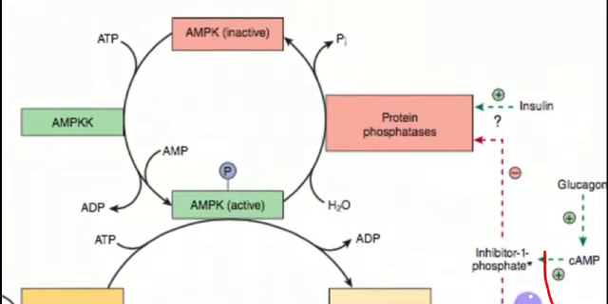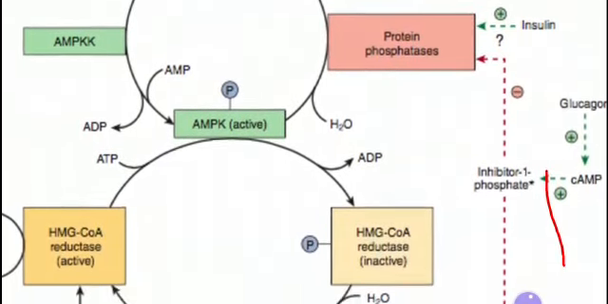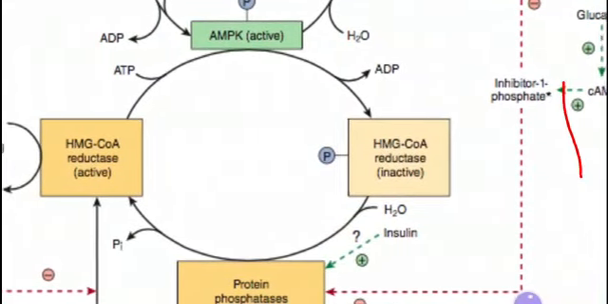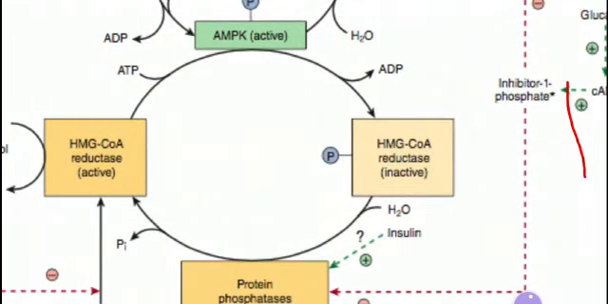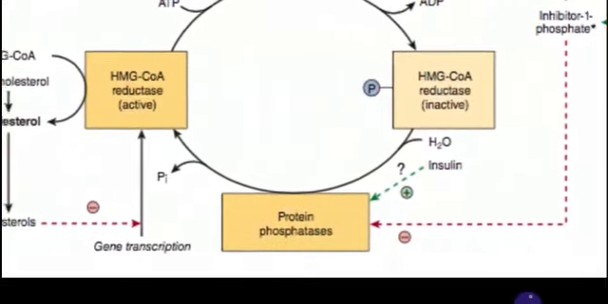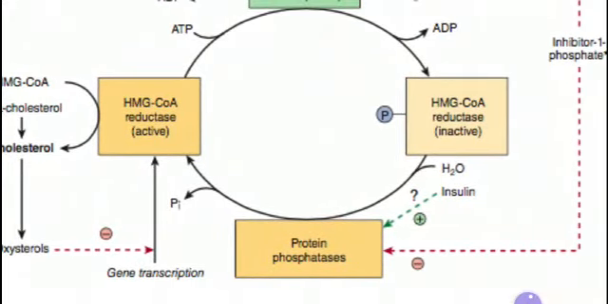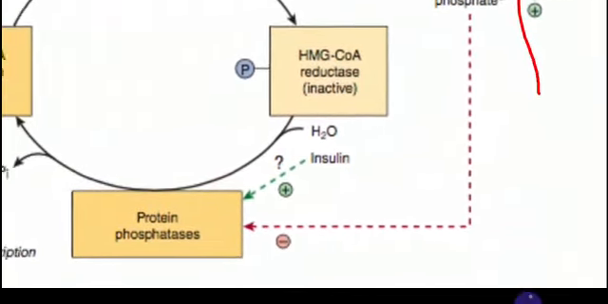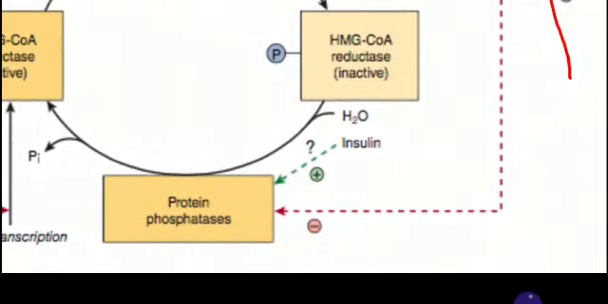So when the AMPK is inactive, there will be no phosphorylation of HMG-CoA reductase. How is this HMG-CoA reductase dephosphorylated? It is done by the protein phosphatases. Phosphatases means the phosphate will be removed from the HMG-CoA reductase. And you are seeing here in the diagram that protein phosphatases is stimulated by a hormone, insulin.